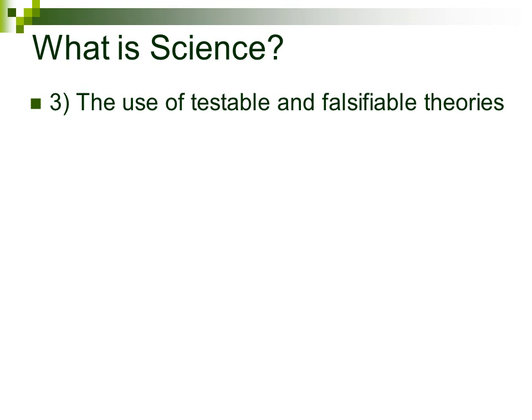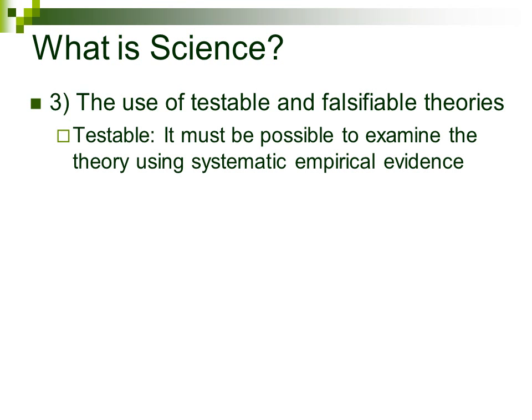The last characteristic of science is the use of testable and falsifiable theories. By testable, I just mean that it must be possible to examine the theory using systematic empirical evidence. So yeah, because science uses systematic empirical evidence to evaluate claims, only claims that can be tested using systematic empirical evidence are open to scientific investigation. For instance, what is the meaning of life is not a question that can be answered using empirical evidence, and so it is not a question that scientists can directly answer. But we can answer questions related to it, such as what variables make people happy.